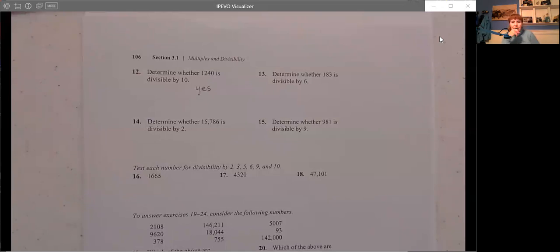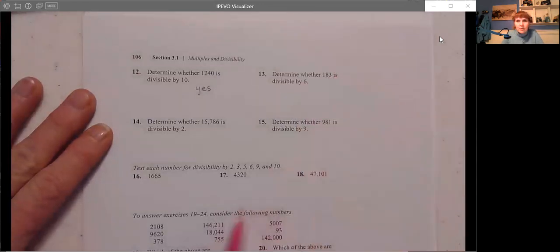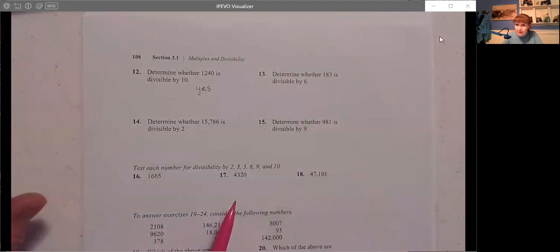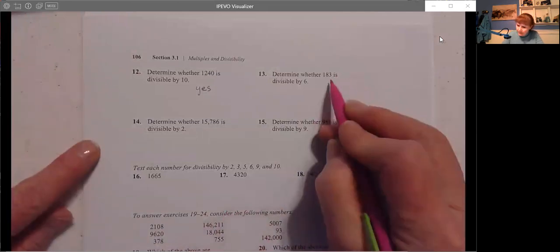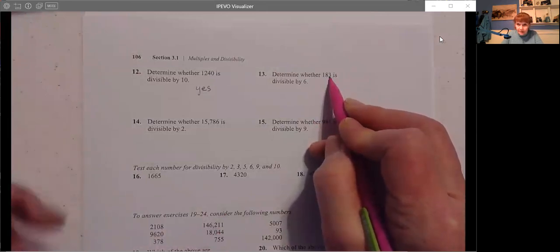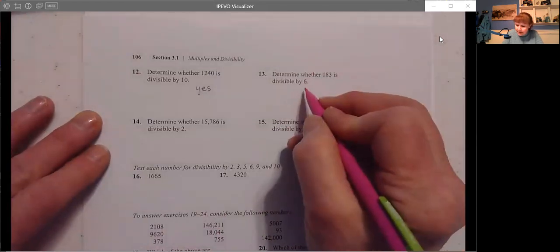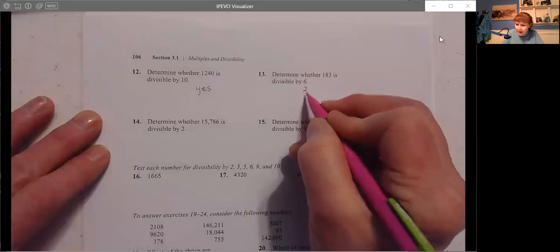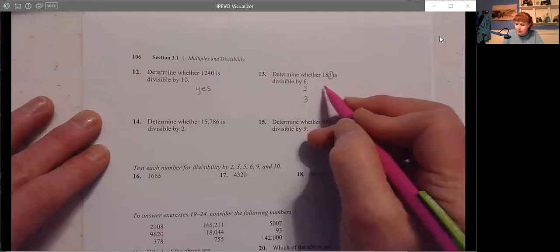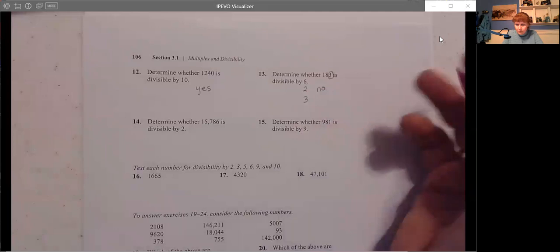Okay, let's look at 13. Determine whether 183 is divisible by 6. Well, first off, it has to be divisible by 2. It's not. So we can stop right there. We don't even have to see if it's divisible by 3, because to be divisible by 6, it has to be divisible by both 2 and 3. That is not a 0, 2, 4, 6, or 8. It's not an even number, so it's no. We're done.